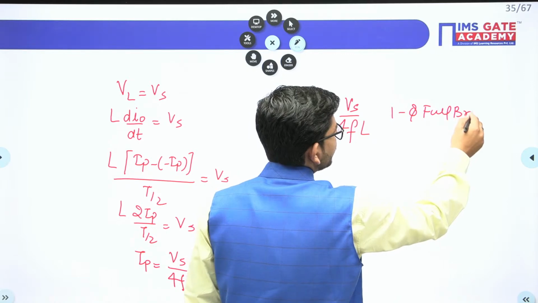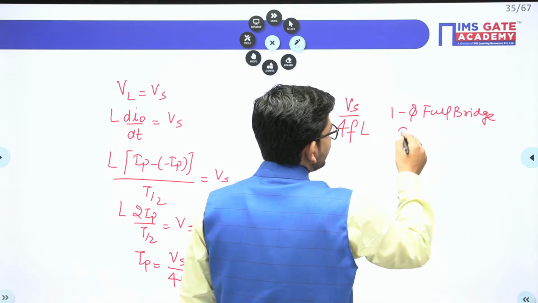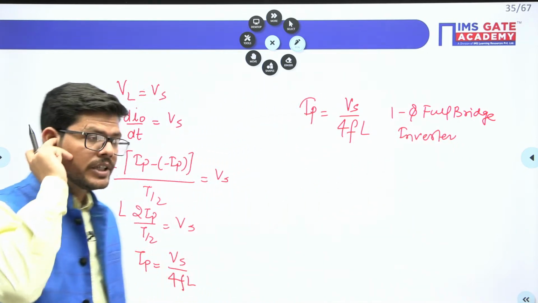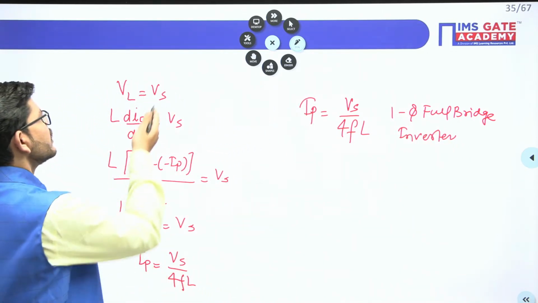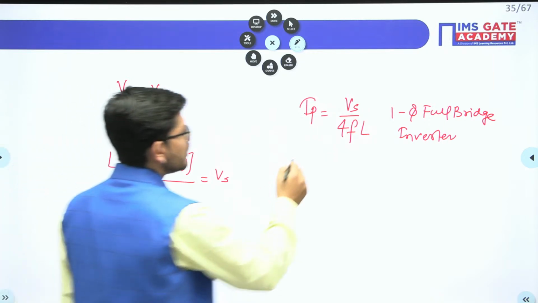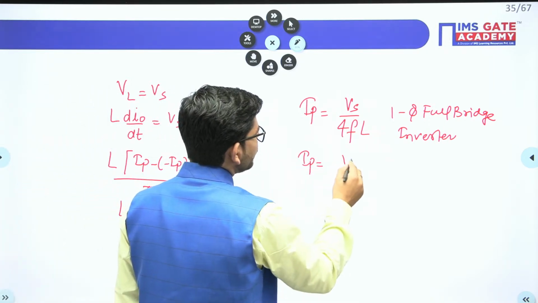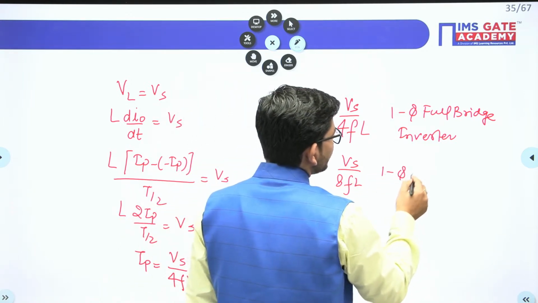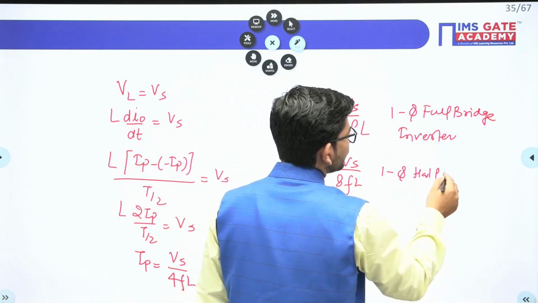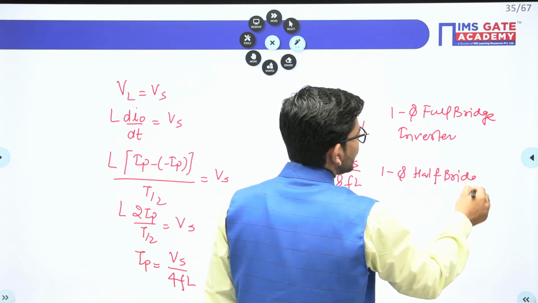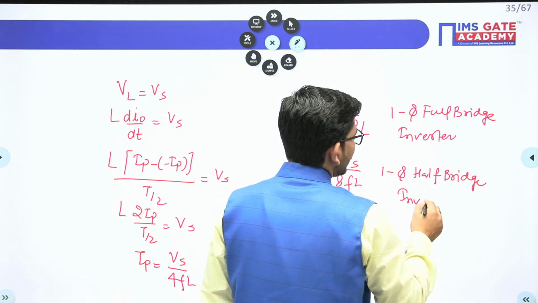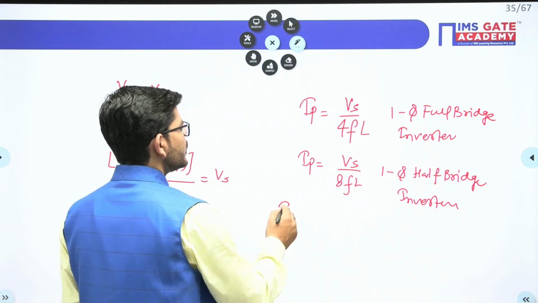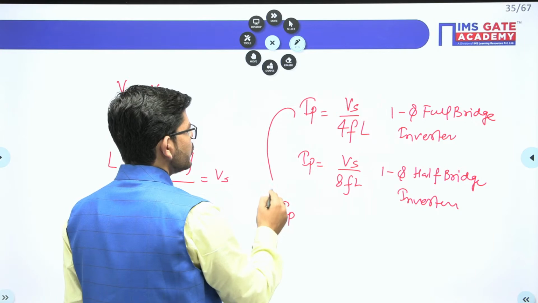For single phase full bridge inverter, we have this particular expression. And if this would have been a half bridge inverter, instead of Vs we have Vs by 2 here. So the Ip expression would have been Vs upon 8FL for a single phase half bridge inverter. But since we have a single phase full bridge inverter, we will use this particular expression.